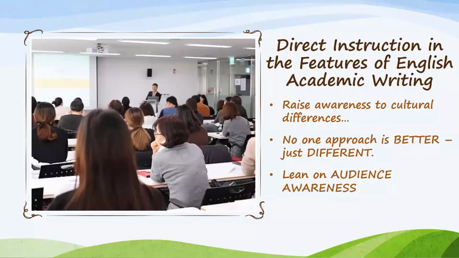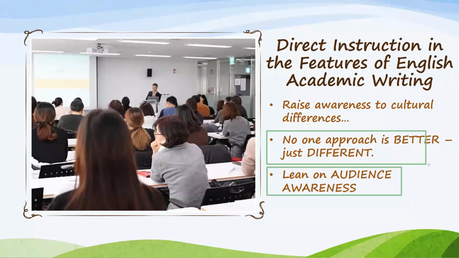So how can we support our English language learners? Well, going back to our last example, the first is direct instruction in the features of English academic writing. So letting your students know it's okay to be very direct, right? And you want to lean on audience awareness here. Let your kids know that no one approach is better. These are just different approaches. And this is really important. We want to be culturally sensitive when we're dealing with our English language learners. So we can let them know, if you're writing for an Anglophone audience, then you want to follow the rhetorical features of English academic writing. So it's important to make sure they understand these cultural differences and why they exist.